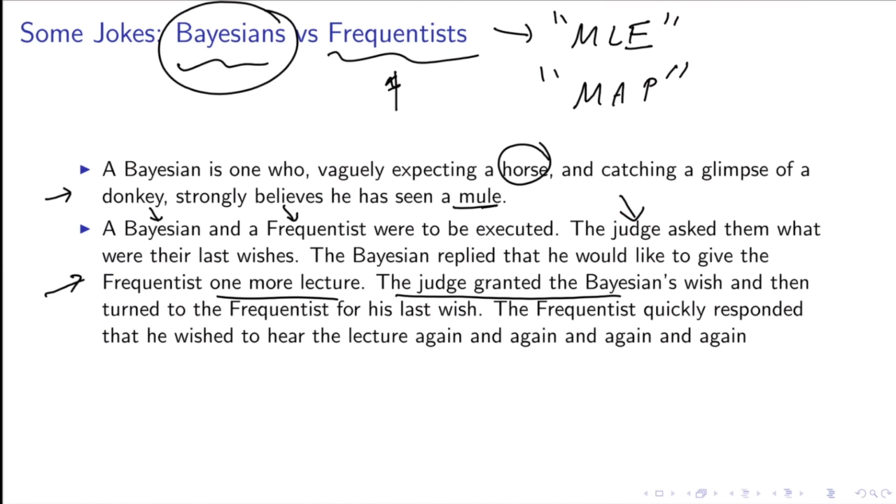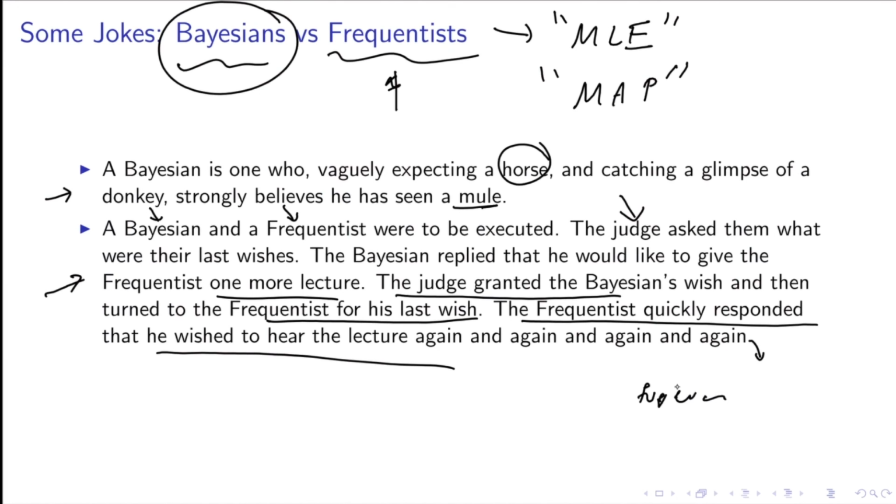Then the judge turned to the frequentist and asked, what is your last wish? What did the frequentist say? The frequentist said, I don't believe in priors. I believe in data, and I need a large amount of data. So what is my request? The frequentist quickly responded and said he wished to hear the lecture again and again, forever and ever. So this is how the frequentists saved Bayesians.